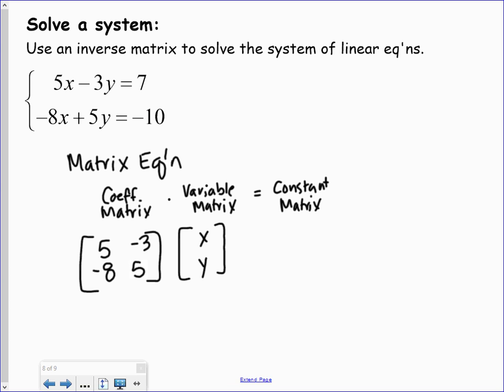Think about last night's homework with matrix multiplication. If you were to multiply this 2 by 2 by the 2 by 1, you do 5 times x plus -3 times y. That's that first line. And then you would do -8 times x plus 5 times y. That's your second line. So by writing it out like that, we really have that same piece in the system. And then it's equal to a 2 by 1 that is your constant.